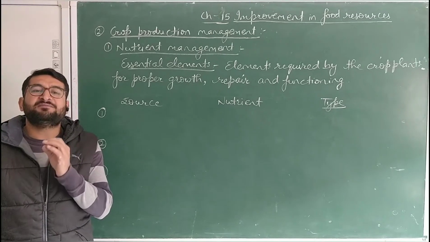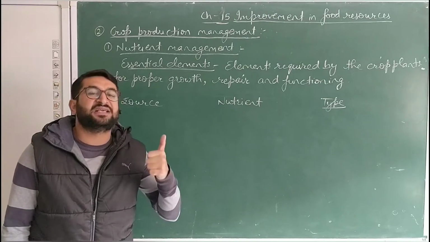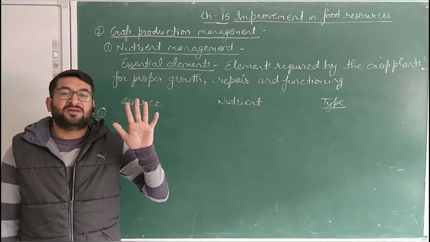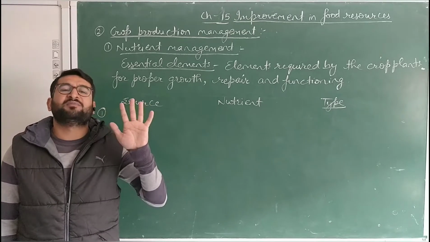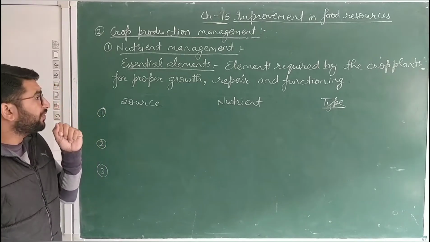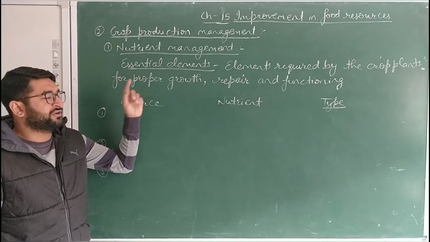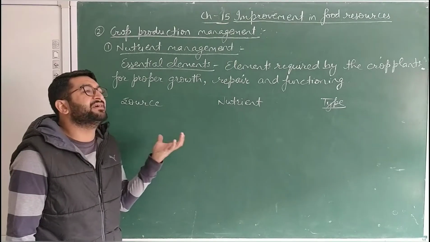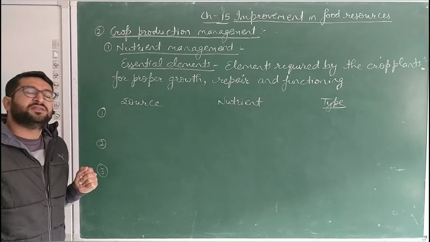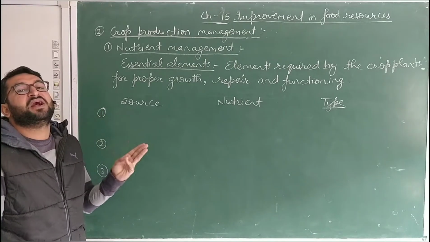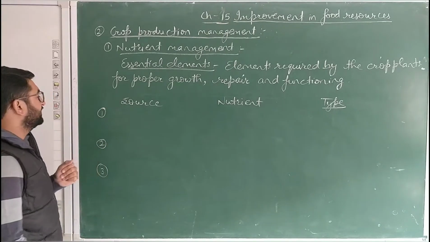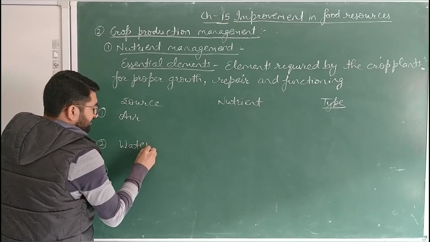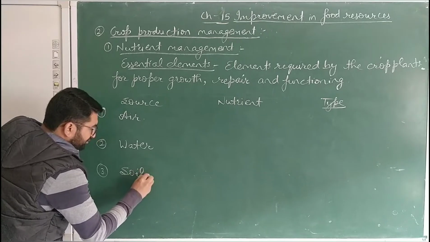These nutrients are very much essential for all the life processes like reproduction, metabolic activities, growth, development, movement, or whatsoever occurs in the plants. All those steps, all the functioning require certain elements. Those elements are known as nutrient elements. There are three major sources from which a crop plant can get nutrients. The first is air, second is water, and third one is soil.